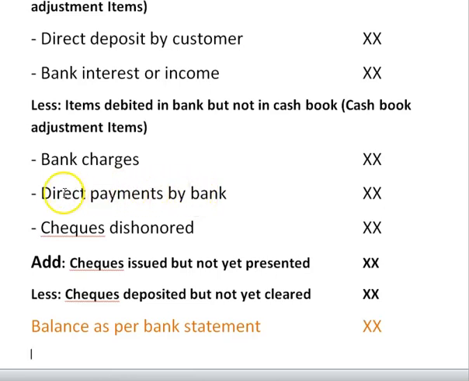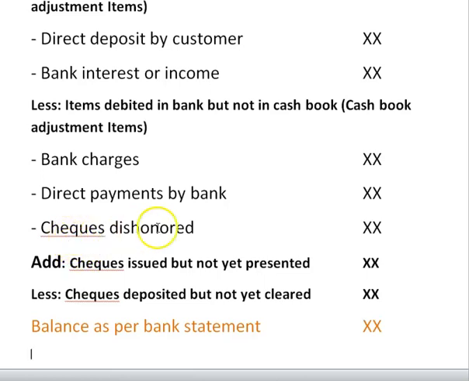Dividend payment here is if another company is getting dividend for investment they made into your company, and you are meant to pay them dividends every month. The bank may also be doing that on your behalf by way of direct or standing order. So this is what we mean by this direct payment. So this is also brought here and deducted.